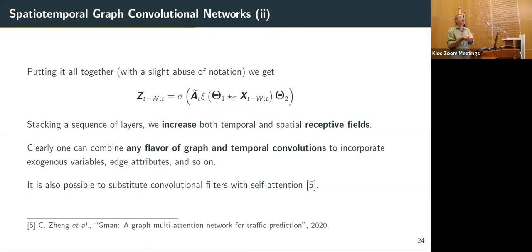If you put everything together with an abuse of notation, just to get the idea of what we are doing: the convolution over time, a nonlinear convolution, and then you apply space through the graph shift operator and the parameter filters, theta 2, and then you get a new representation. That is what you do. So you blend everything together.